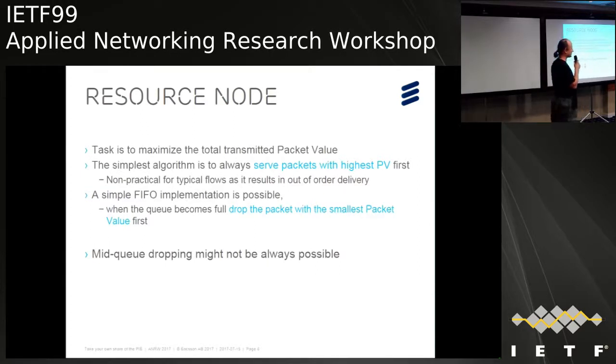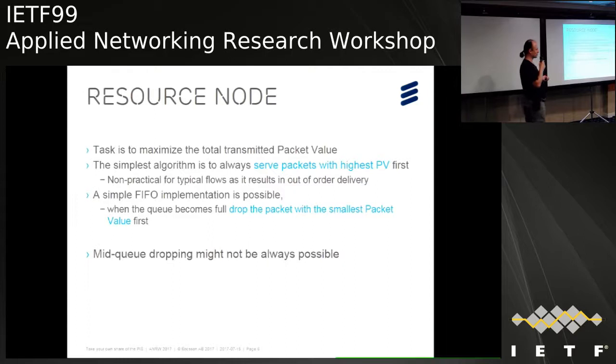So the second simplest algorithm in concept is a FIFO implementation, and then when the queue becomes full, drop the packet with the smallest packet value first. But still, mid-queue dropping might not always be possible. You have to be able to find and drop these packets. So we wanted to have a simpler algorithm, and that's when we thought of PI.